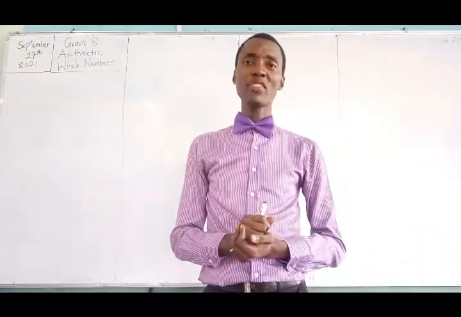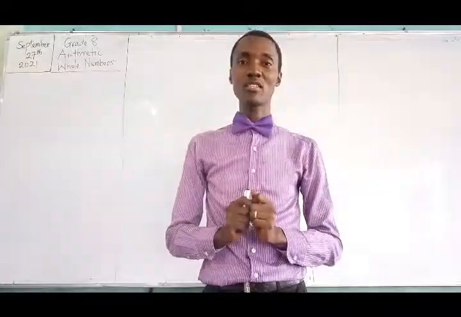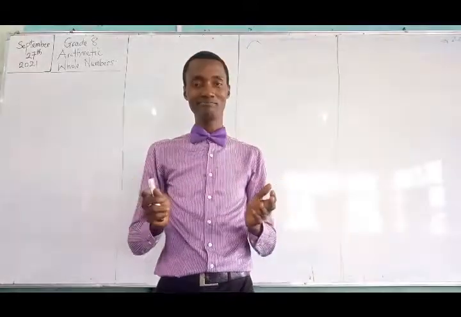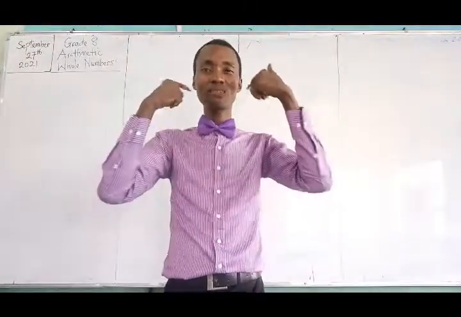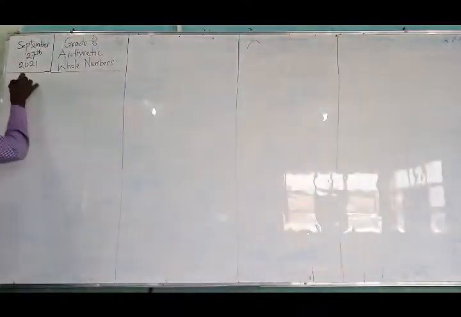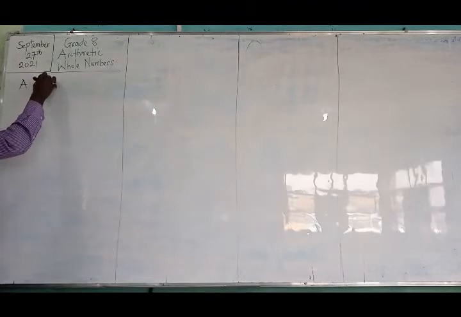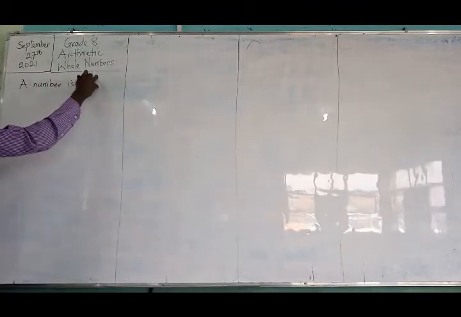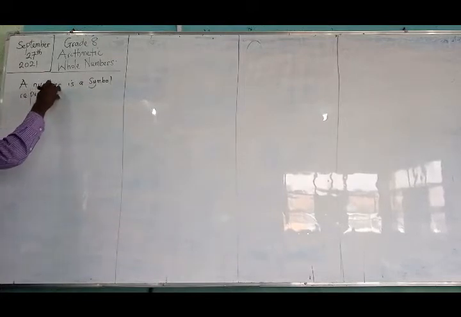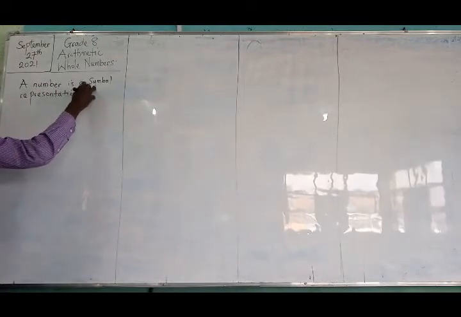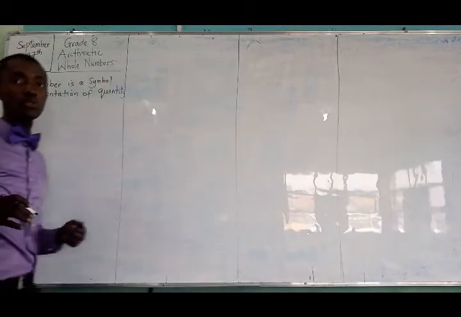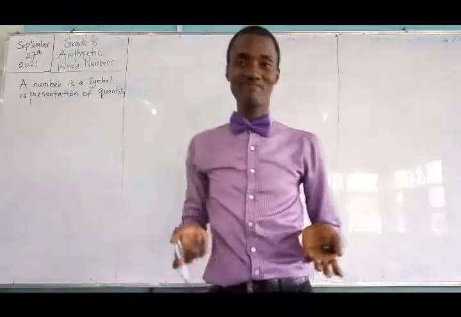Interesting question. But I think the most important thing to understand first is to look at what we call numbers. So what is a number? A number is a symbolic representation of quantity. Numbers are used to talk about quantity.